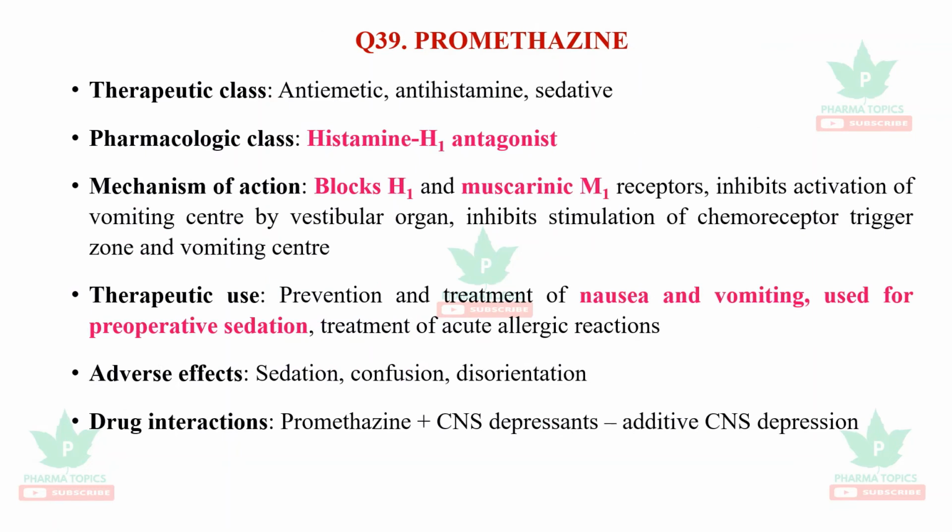Question number 39 is a short note on promethazine. It is an H1 antagonist used as antiemetic, having antihistaminic property and sedative property also. It blocks H1 and M1 receptors, inhibits the activation of vomiting center by vestibular organs. It causes inhibition of the chemoreceptor trigger zone and the vomiting center.